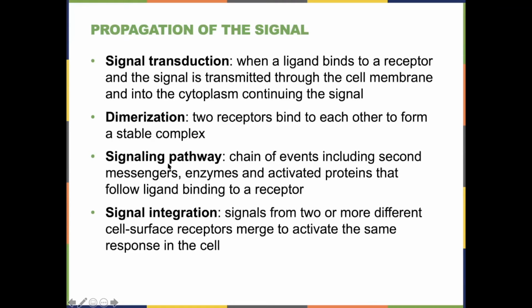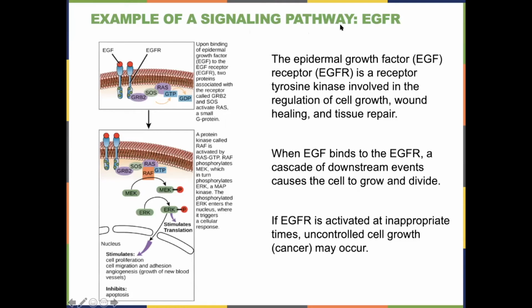Within the cell, we have what is called a signaling pathway, where the message is passed through the cell. And then finally, another term that applies here, signal integration, means when you have multiple signaling events occurring at the same time, and these work together to amplify the response of the cell to these signals. So here's an example of a signaling pathway, the EGFR pathway, which stands for epidermal growth factor.